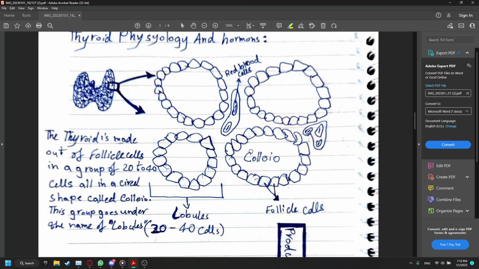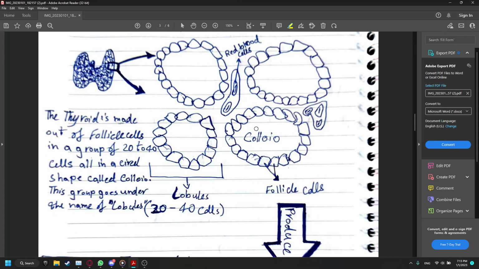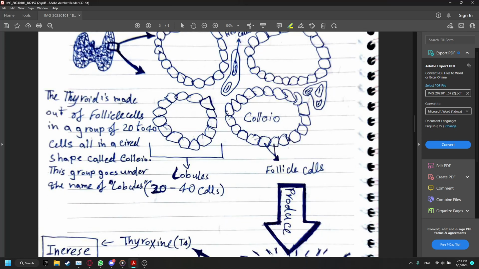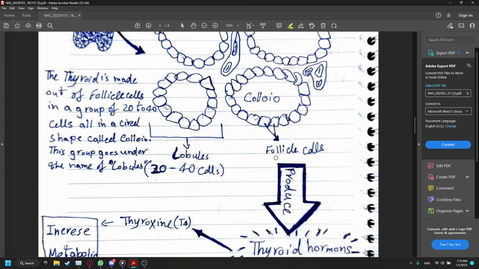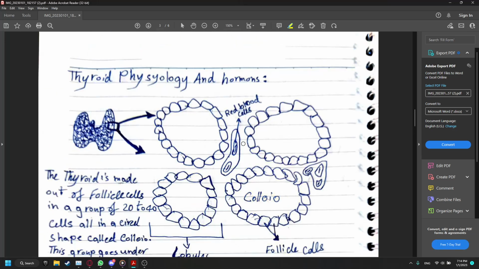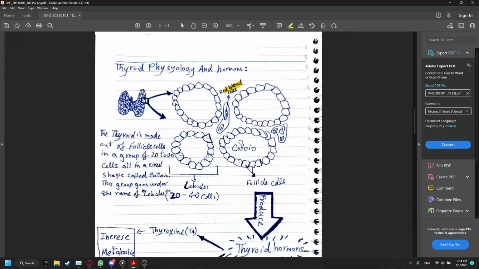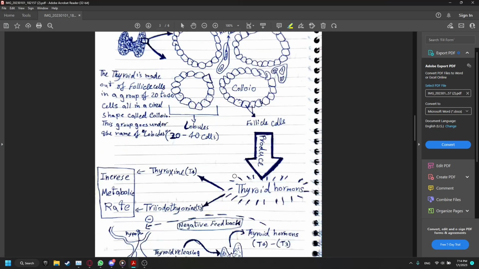It contains something that we call colloid. This is supposed to be D, by the way, not O. Sorry about that. So colloids are like the cavity inside a group of cells that we call follicle cells. Now, follicle cells are about 20 to 40 cells, right? And they give rise to the colloid. Obviously supplied by blood, blood cells here, or I guess cavities.